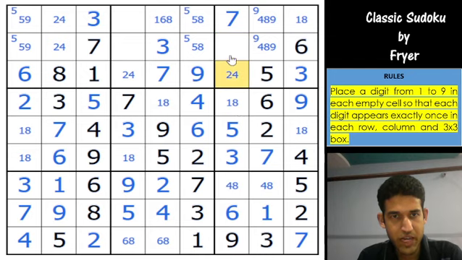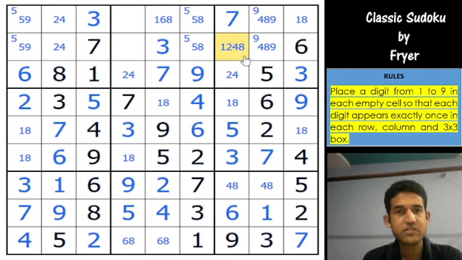So okay, let me make an exception here. I'll just write some more digits here. 1, 2, 4, 8 because rows 1 and 2 are completely empty. So I'll just write those candidates there.